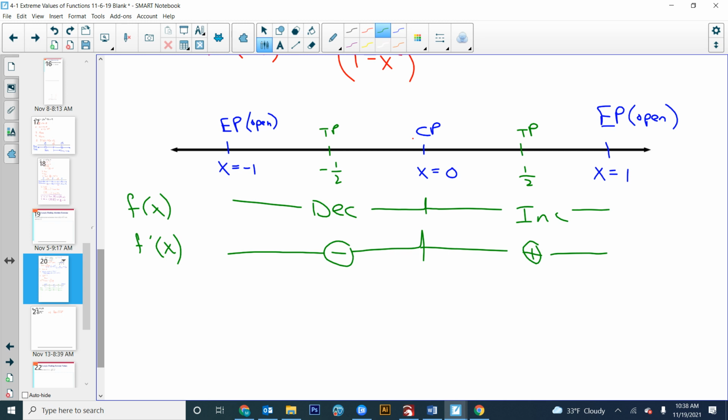It's going down. Then it comes to a point where x is 0. And then it starts going up. That makes 0 a min.